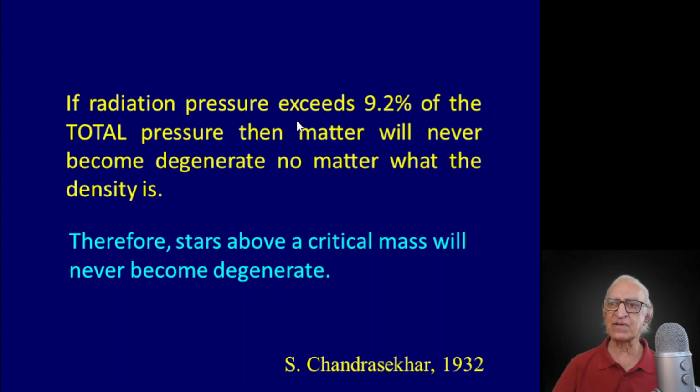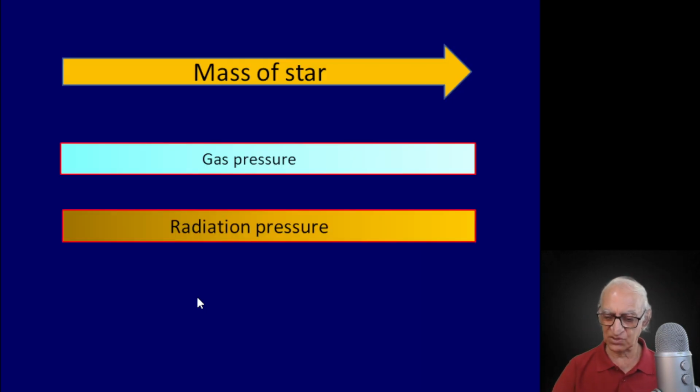If radiation pressure exceeds 9.2% of the total pressure, then matter will never become degenerate, no matter what the density is. Therefore, stars above a critical mass will never become degenerate, and therefore the safety valve can be taken for granted during the various stages of the nuclear cycle. Now, let's go back to this.